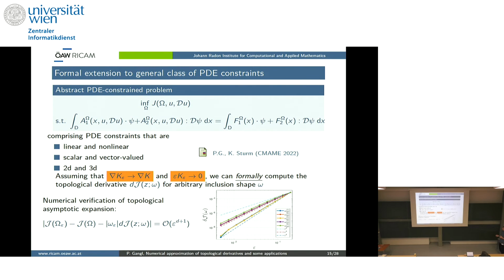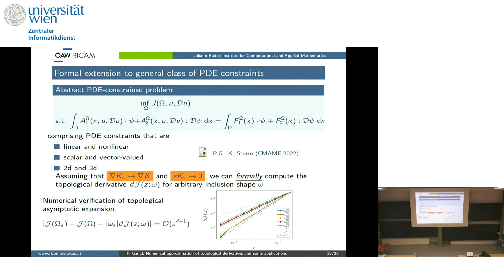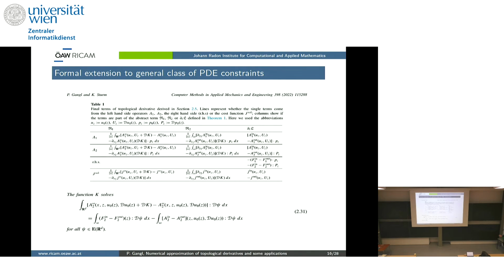approximate numerically, and we did this for a set of test examples and verified numerically that the expected rate in this topological asymptotic expansion is obtained. And if you're interested in the details, the sum of all of these terms is the topological derivative for this general setting. The K equation is here on the bottom, and maybe it's hard to tell from here, but I want to mention that it's also a quasilinear PDE here.